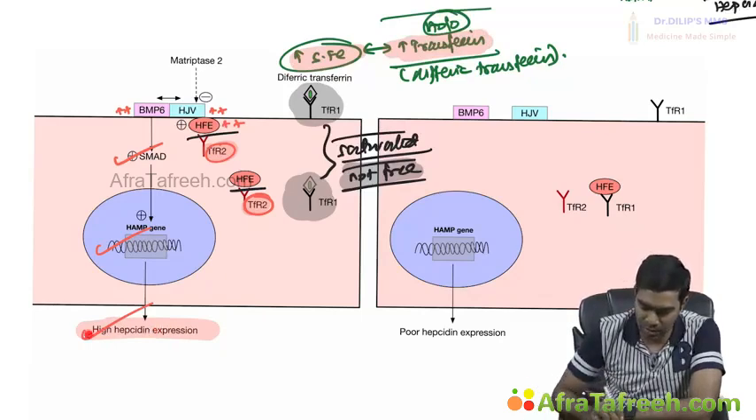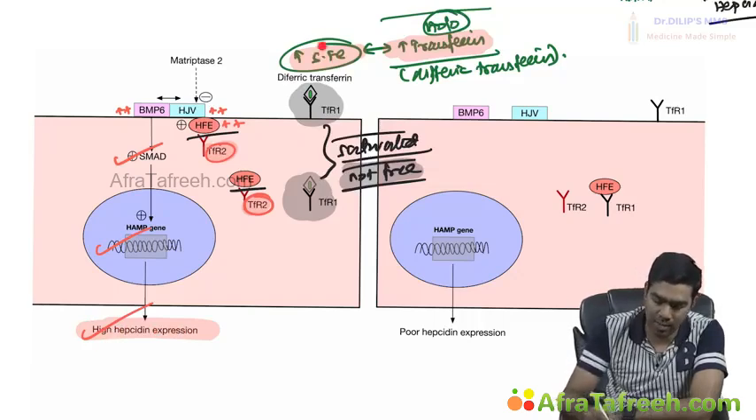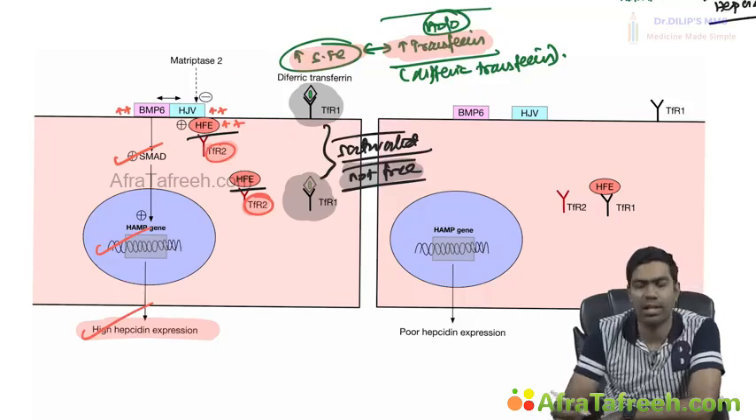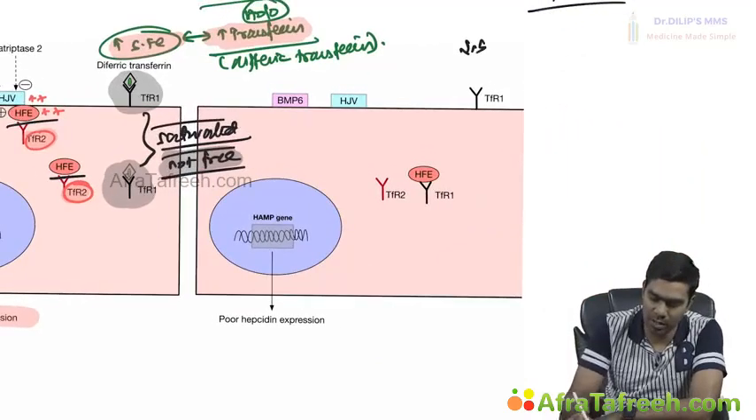Similarly, whenever your circulating iron is high, you're going to get high hepcidin. So ultimately, this is the one that correlates with each other. Your increased circulating iron is going to correlate with high hepcidin release. Similarly, you can see what happens whenever there is a low circulating iron.